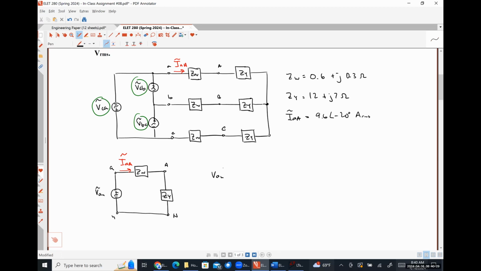So VAN would just be IAA times ZW plus ZY. So that's going to look like 9.6 angle negative 20 amps RMS times 12.6 plus J 7.3 ohms, where I just went ahead and lumped them together as a single thing. Now I'm going to throw that into my calculator.